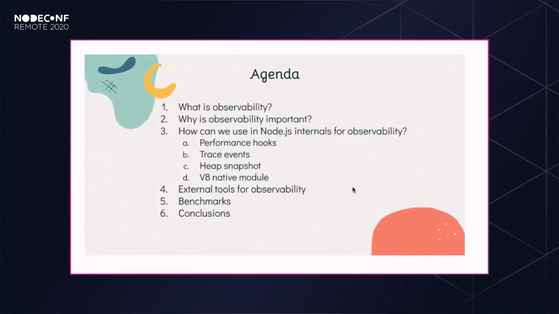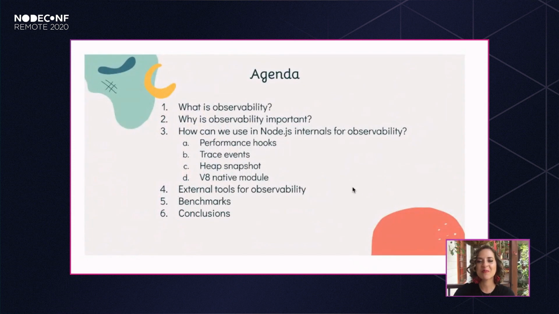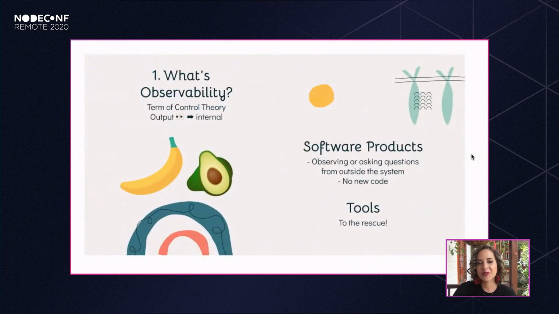So this is the agenda for today. First, we're going to talk about what is observability, then why observability is important, how we can use Node.js internals for observability, including performance hooks, trace events, heap snapshot, and native modules, and then we will look at some external tools for observability, benchmarks, and conclusions at the end. So let's begin by understanding what observability is and why it is important.